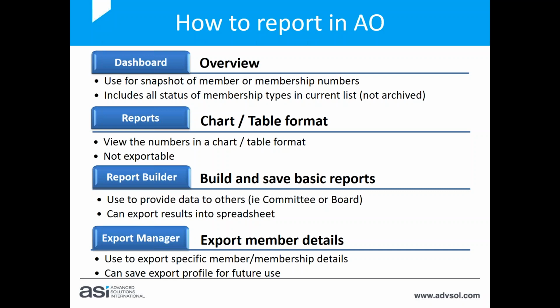I'll explain that in more detail shortly. The second type of reporting is from the membership reports section, which gives you a chart or a table. It is not exportable though, but it's a great little, again, snapshot view of what your memberships are doing. The report builder is that more advanced reporting.